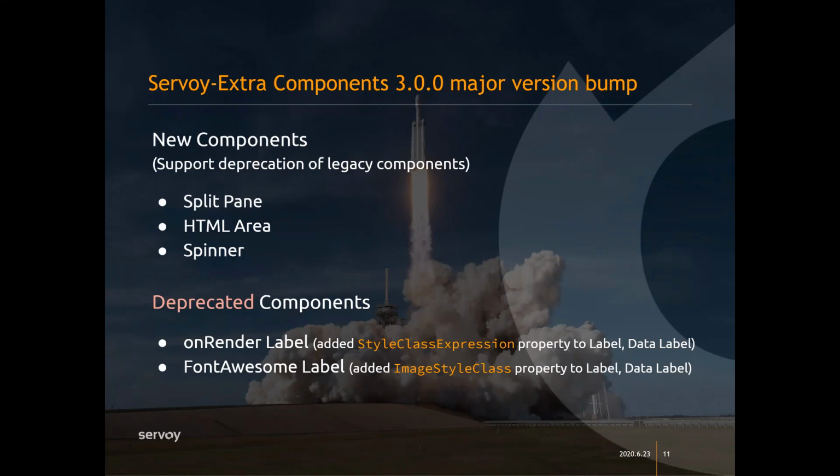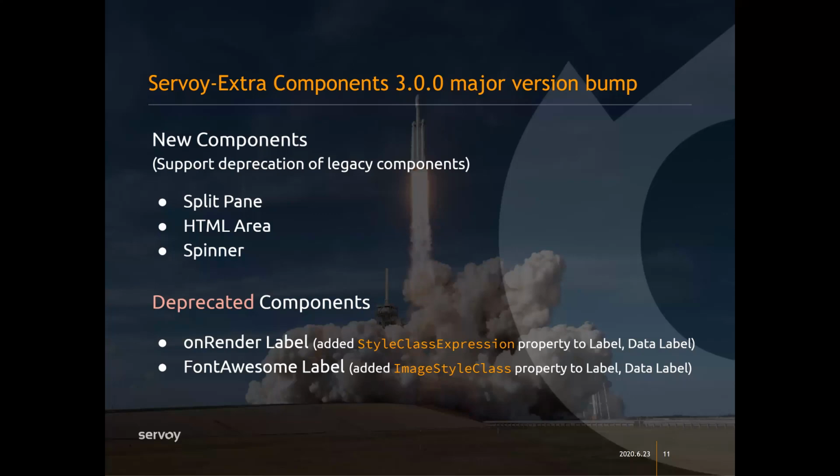Deprecated components, this is important. In ServerWay Extra, there was on render label, which is a kind of label where you put a style class, like a calculation that returns the style class, and it can dynamically change how it renders based on some data value. This is really helpful in grids or list forms, where it might switch from a status green to a status red or something, depending on the status field. That was always a separate component, but it's really just a total duplication of label.